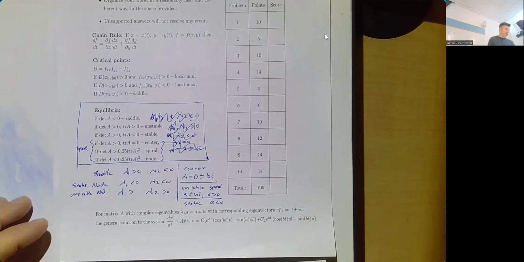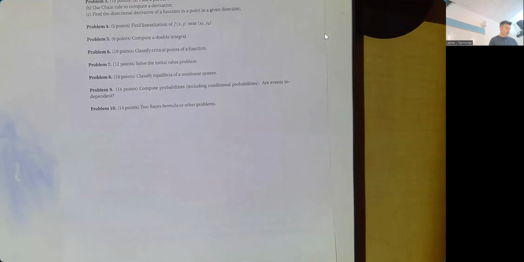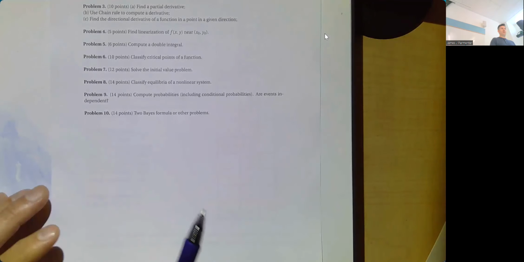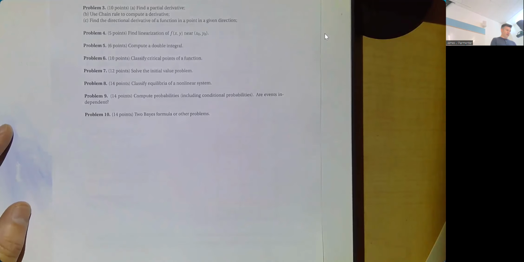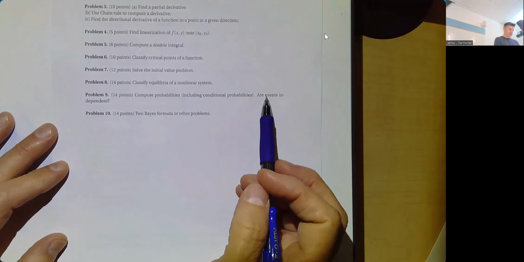And then of course, there is all the probability stuff that we've been talking about since the last exam. So that is what we've got there. And yes, so there's going to be some probabilities.